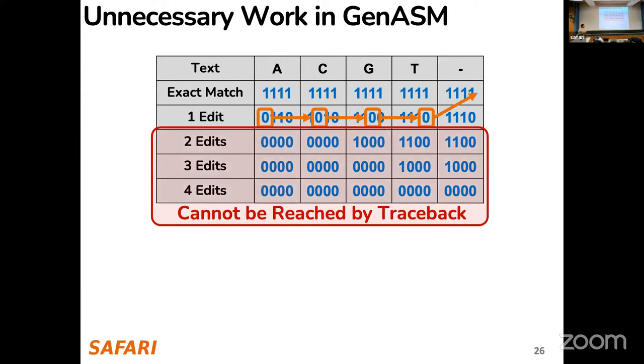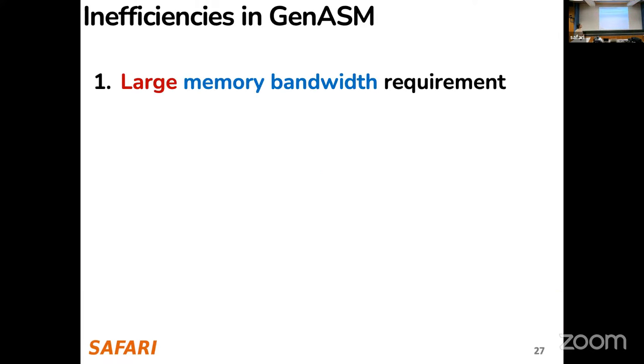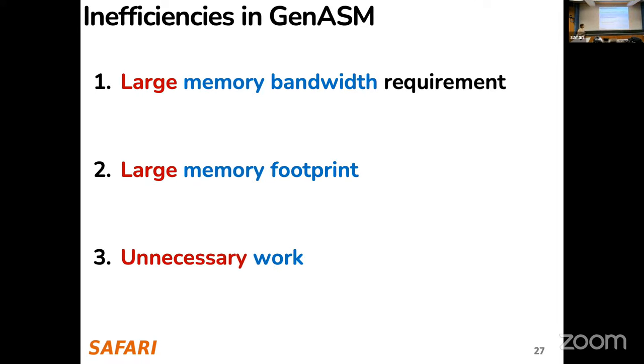We also observed there's some unnecessary work in the algorithm: some rows in this table are never needed. That's data dependent, but as soon as you find that zero in the leftmost column that we look for, anything below that isn't needed. You don't know this ahead of time, but once you do find it, essentially you could stop. Nothing below that will ever be interesting. The original GenASM algorithm still computed that. So in summary, we found three inefficiencies. It has a large memory footprint, a large memory bandwidth requirement, and it does some unnecessary work.